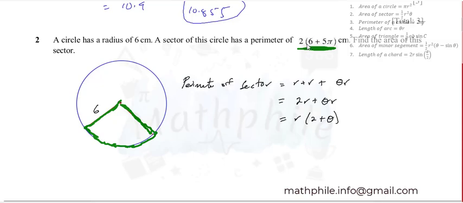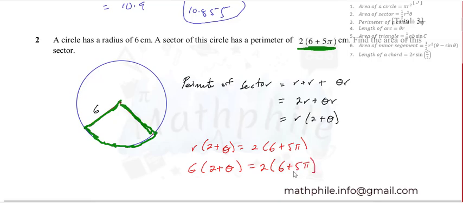We're told the perimeter is 2(6 + 5π), so we can easily equate the two of them and see what we can get. So I can say that r(2 + theta) is equal to 2(6 + 5π). At this point, we know what r is. r is 6. So 6(2 + theta) is equal to 2(6 + 5π). There is now a simple linear equation. We should be able to solve this with ease.